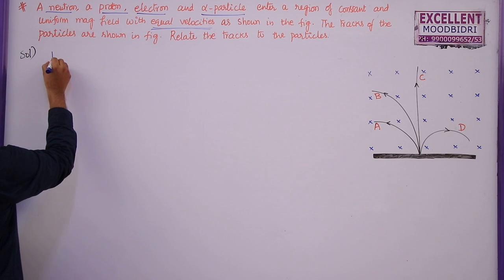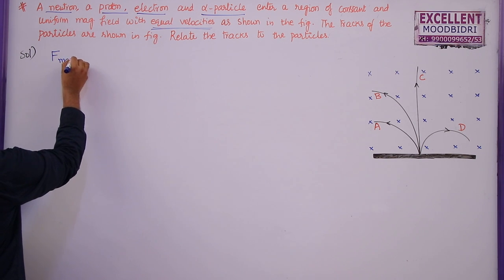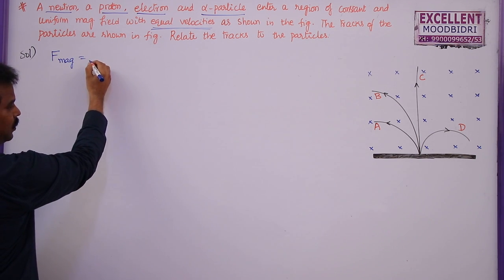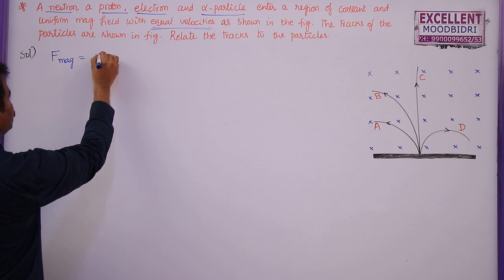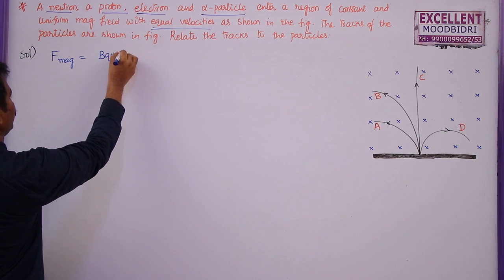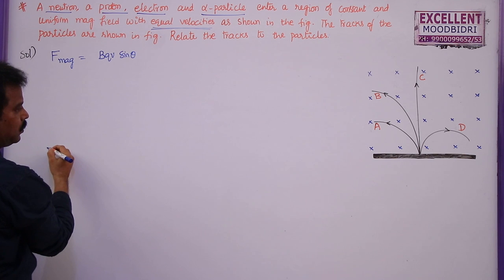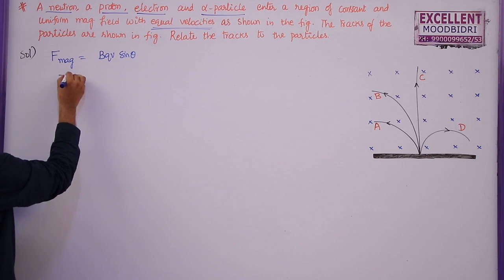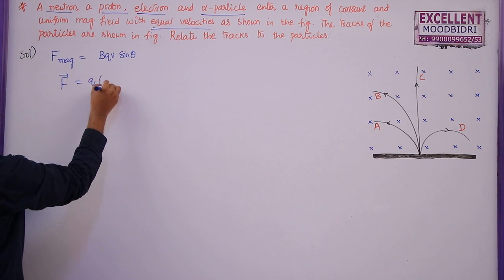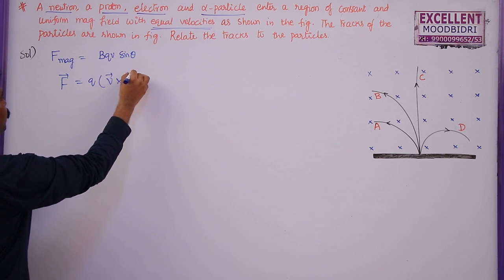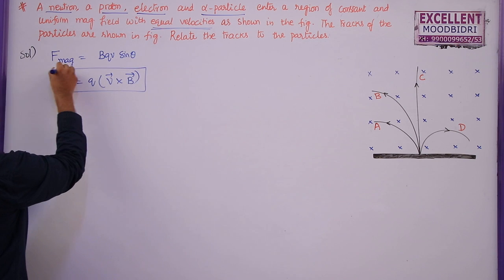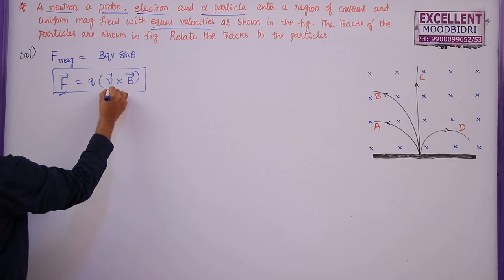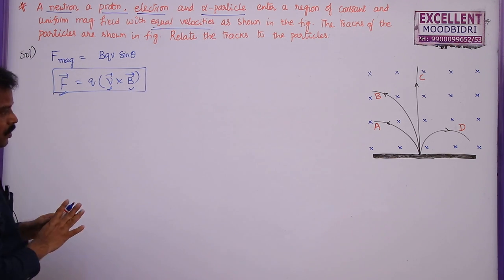First of all, the magnetic force experienced by a charged particle in a uniform magnetic field is given by F = BQV sin theta. Now we know that from this expression the force is perpendicular to both velocity and field. So force is perpendicular to V as well as B.